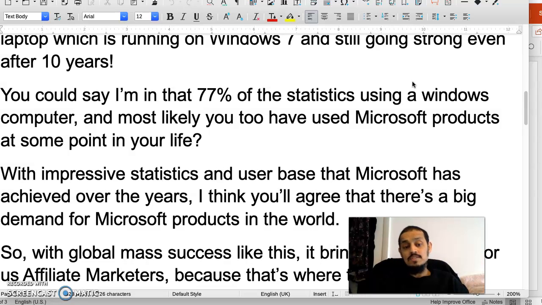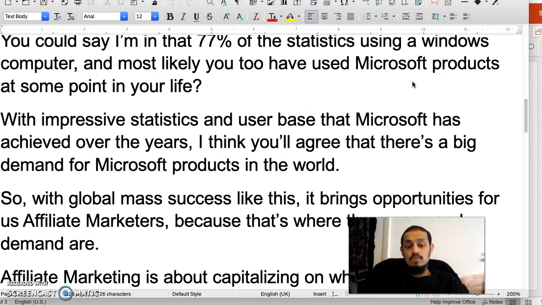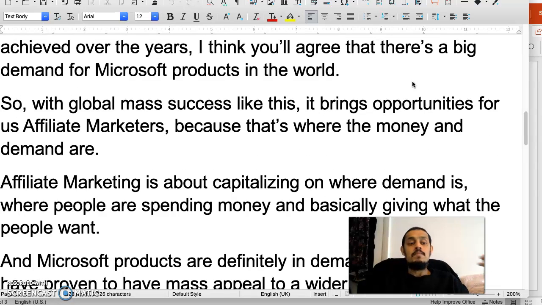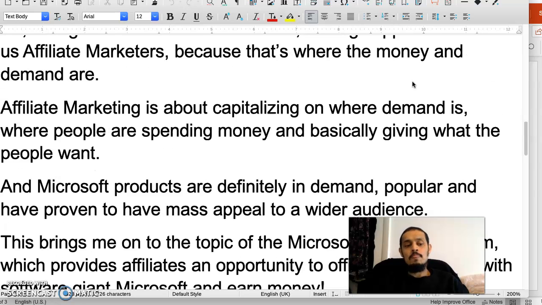So with the impressive statistics and user base that Microsoft has achieved over the years, I think you'll agree that there's a big demand for Microsoft products in the world. So with global mass success like this, it brings opportunities for us affiliate marketers, because that's where the money and demand are, right? And affiliate marketing is about capitalizing on where demand is, where people are spending money, and basically giving people what they want. And Microsoft products are definitely in demand, popular, and have proven to have mass appeal to a wider audience.